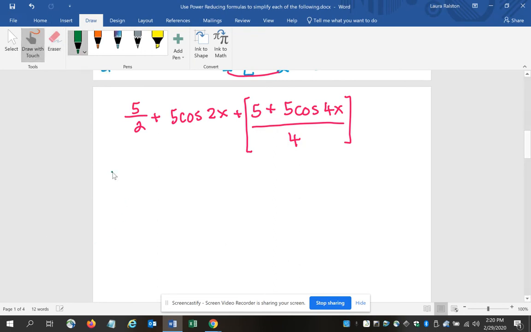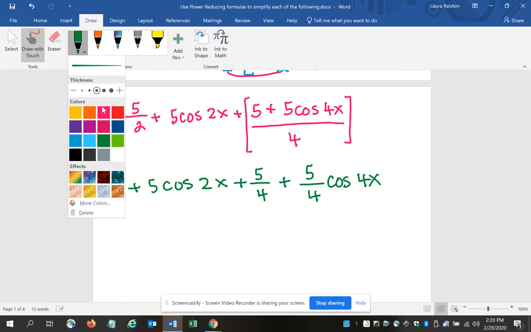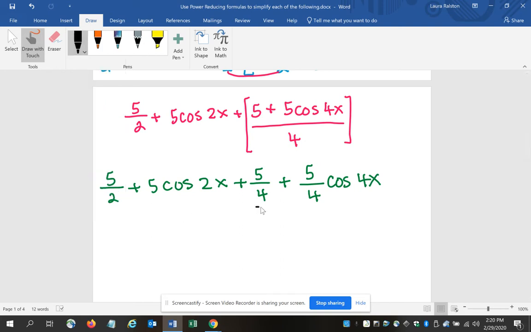So I have 5/2 plus 5 cosine 2x plus, we're going to have 5 over 4 plus 5 over 4 cosine 4x. And I'm almost home free because as I look across that problem, I now no longer have any exponents on the variables, which is a good thing. And the only thing that I notice that I need to do is I have 5/4 and 5/2, and I need to combine those like terms.